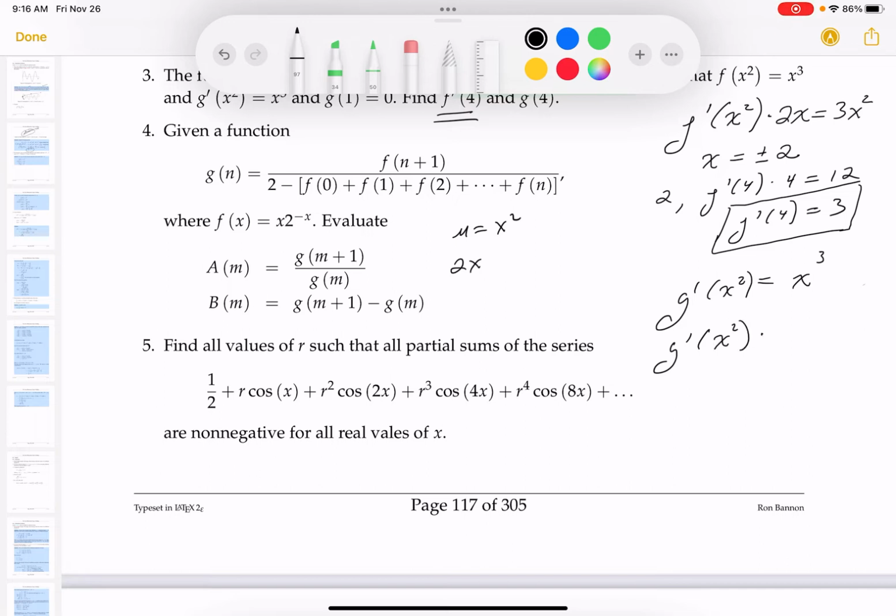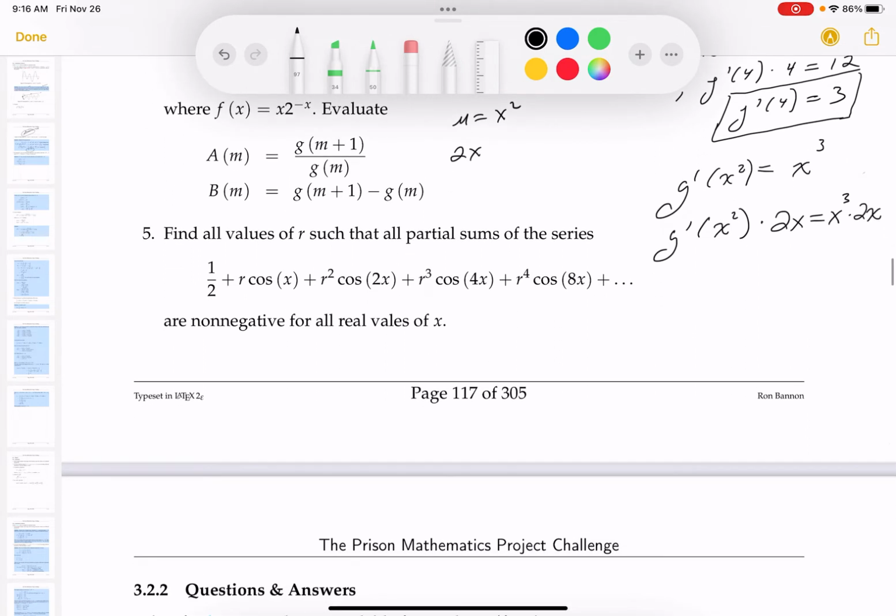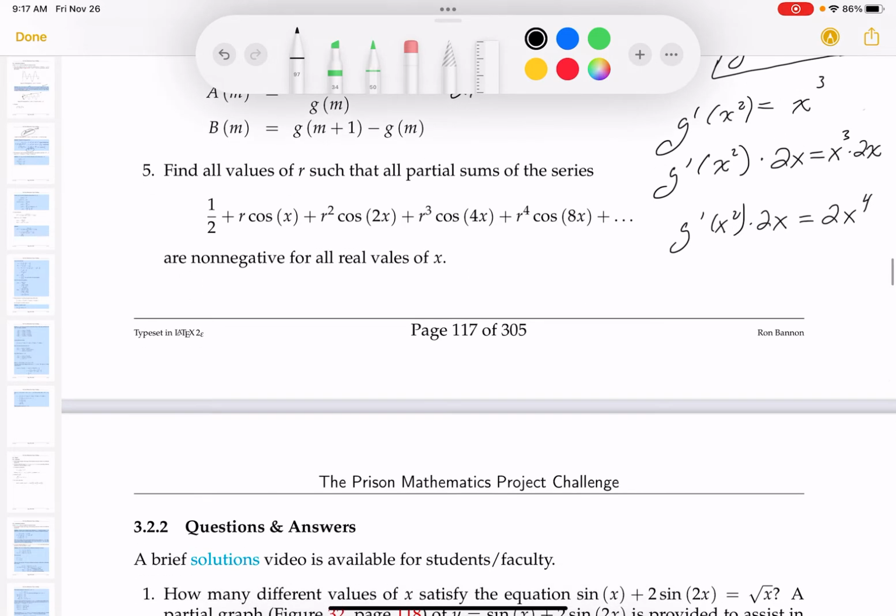So I'm going to install it by multiplying both sides by 2x. Again, this looks like an integration problem to me. So I'm multiplying both sides of the given by 2x. And what would you get over here? You would get g prime of x squared times 2x equals 2x to the fourth. I'm going to do my integration now. And the integration is going to be this. The integral of g prime of x squared times 2x dx equals the integral of 2x to the fourth dx.